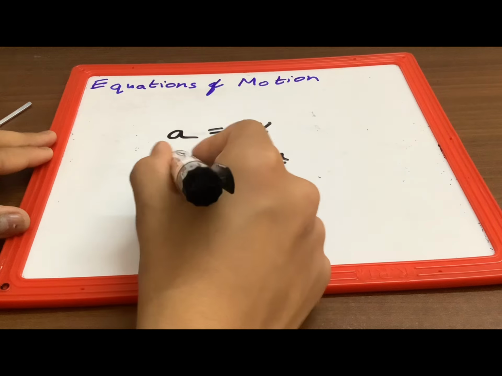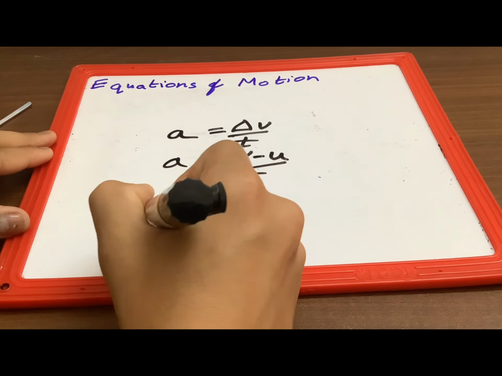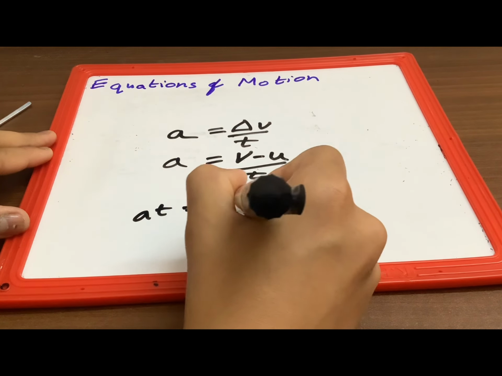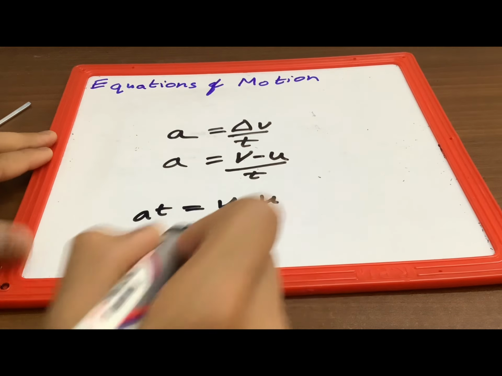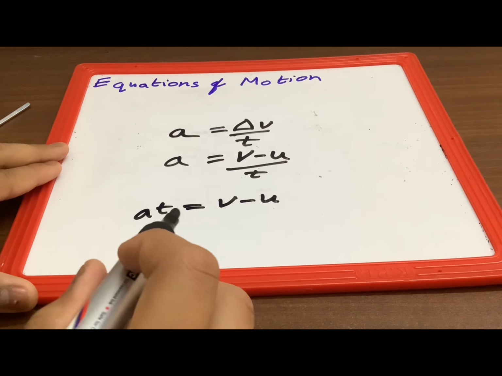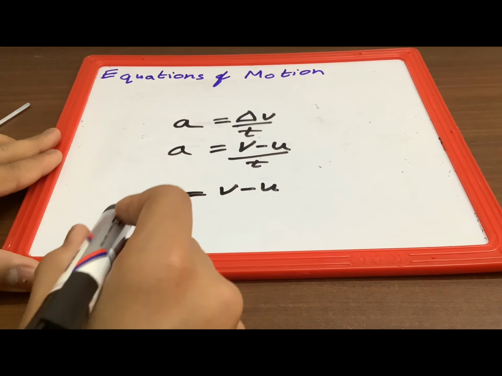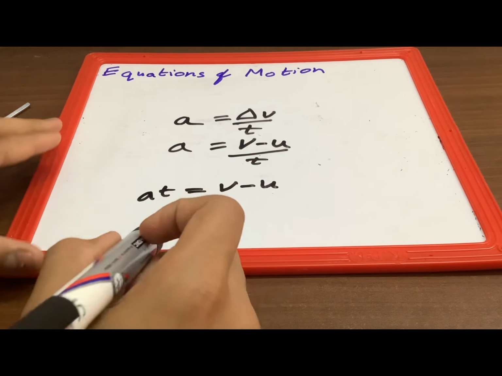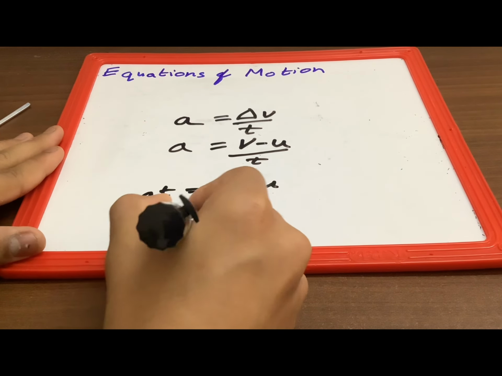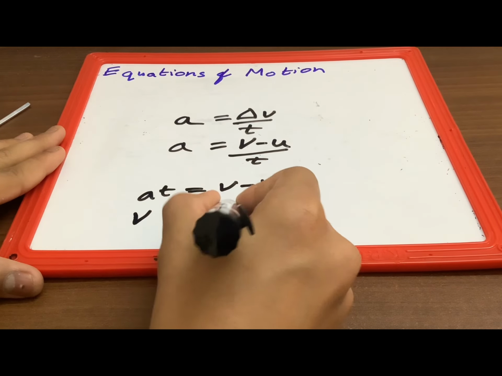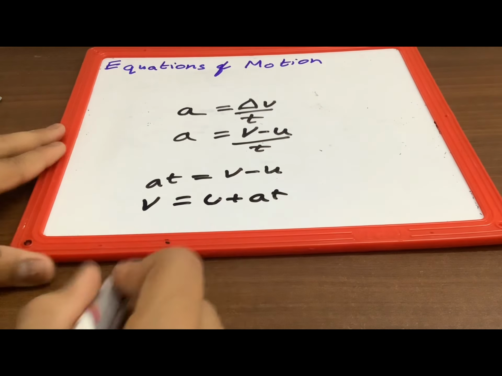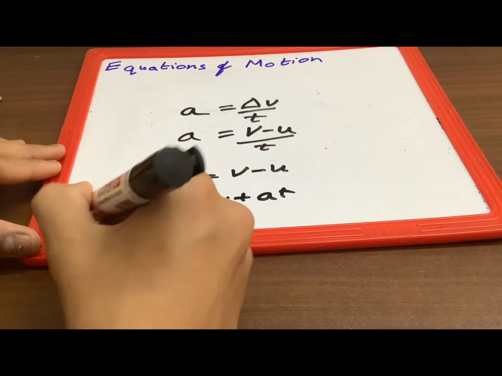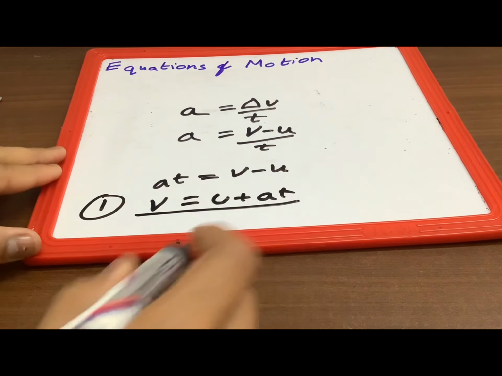Now, if we take time to the other side, at is equal to v minus u. Now, if we want velocity on the LHS and the rest on the RHS, we get velocity equal to u plus at. And this is our first equation of motion.